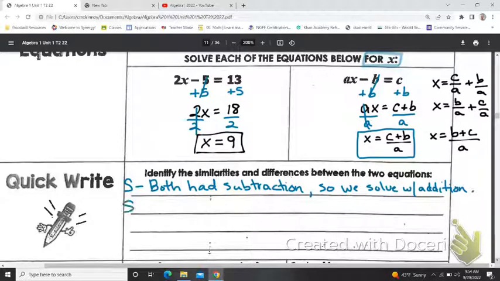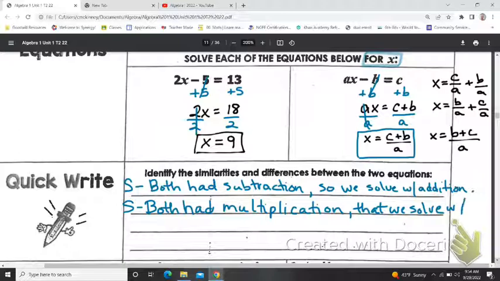Another similarity: both had multiplication. That we solve with division. So maybe that's almost 4 similarities.